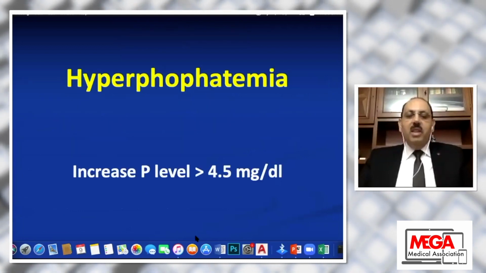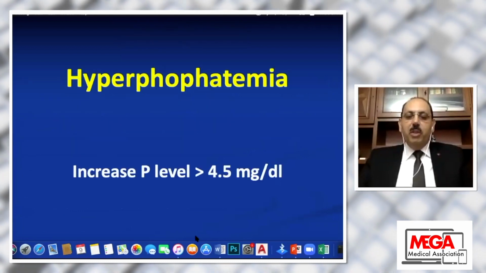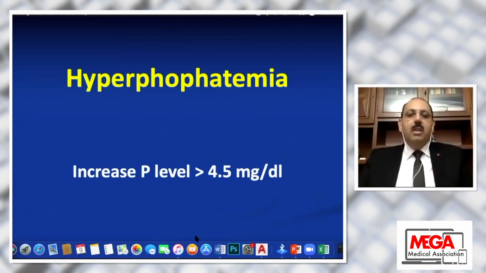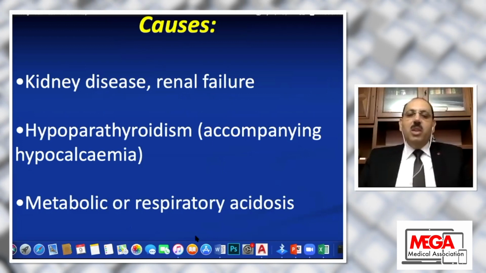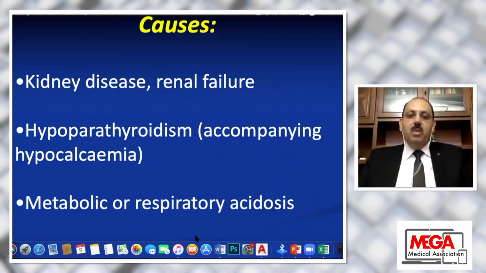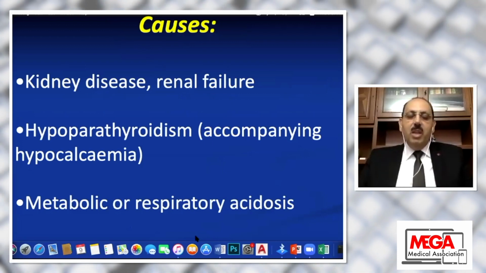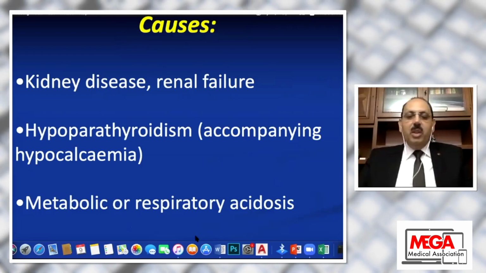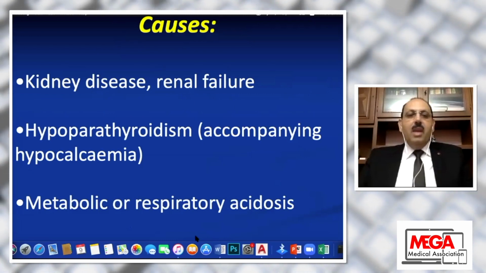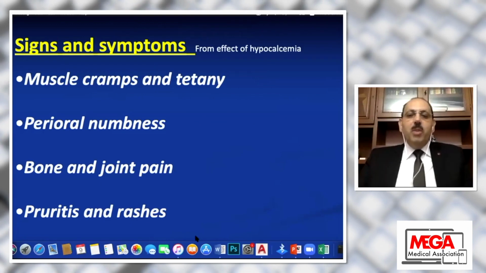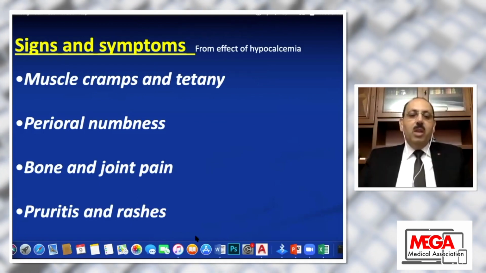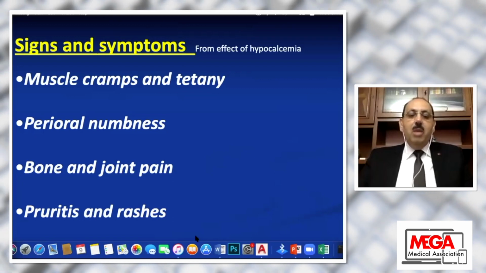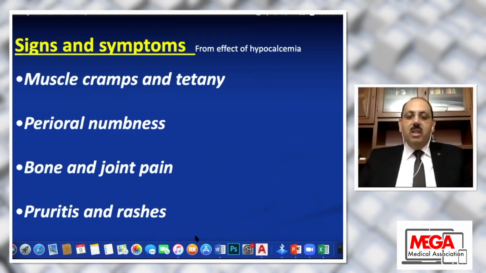Hyperphosphatemia is an increased phosphorus level above 4.5 milligrams per deciliter. The causes are kidney disease or renal failure, hypoparathyroidism, the accompanying hypocalcemia, and metabolic or respiratory acidosis. The signs and symptoms are usually from the effect of hypocalcemia. There will be muscle cramps and tetany, perioral numbness, bone and joint pain, pruritus, and rashes.